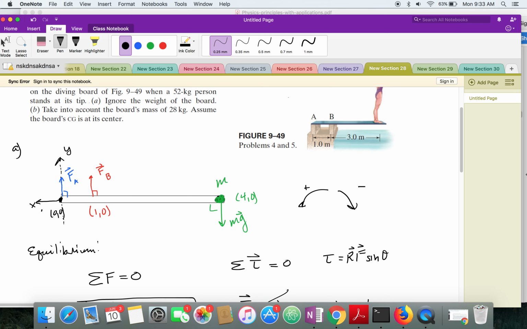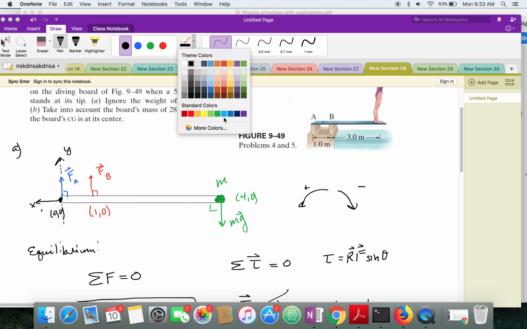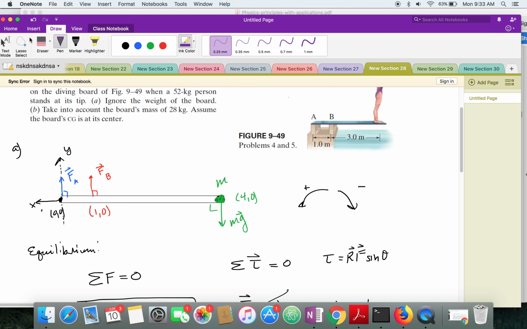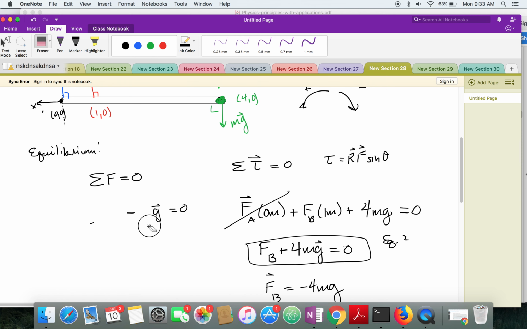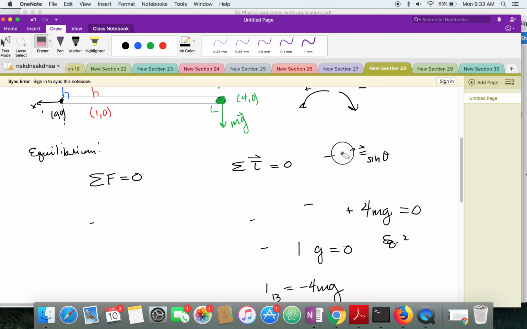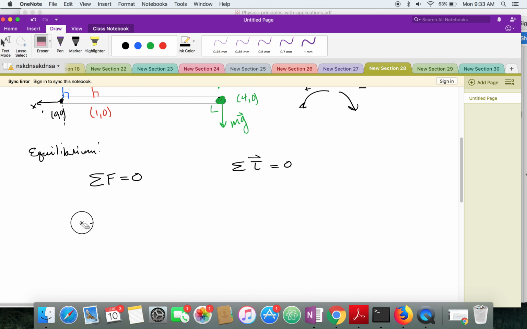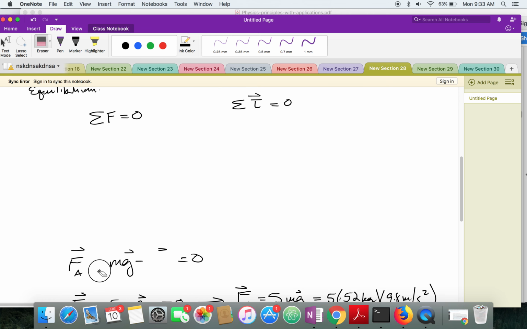Now we want to take into account the board's mass. The board has a mass of 28 kilograms, and we're going to assume that its center of mass is right at its center. So we're going to add a new piece here. I'm going to erase these things, but we're still going to keep the sum of the torques and the sum of the forces equal to 0, and everything else is the same. Just bear with me for a sec. Erase all this stuff.